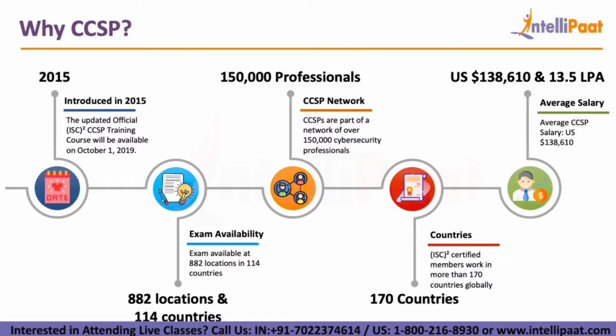There are people who earn more than this, and obviously there are people who earn less than this as well. But in majority, out of the 150,000 professionals that are CCSP certified, this is the salary that they are earning. This certification was launched in 2015 and is a part of the ISC Square certification body. In order to get certified in CCSP, you have to pass exams, and the exams are available in 882 locations worldwide, spread across 114 countries. So this tells you how widely this certification is accepted.